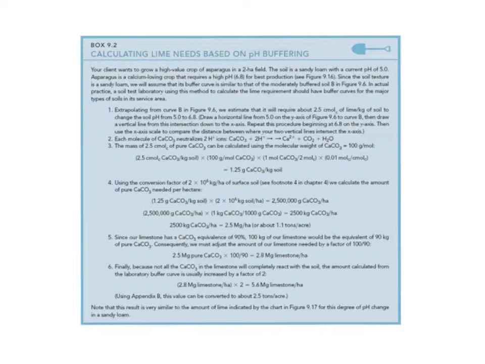In this particular case, you've got a soil with a pH of 5.0, and you need it to be at around 6.8. The soil texture is a sandy loam, and it's going to mention buffer curves similar to what was in figure 9.16. Now, we didn't go over figure 9.16. I may want to just look back at it. But these are the sorts of curves, and these curves are different for different kinds of soil. And it says, in actual practice, a soil test laboratory using this method to calculate lime requirements should have buffer curves for the major types of soil in its service area.